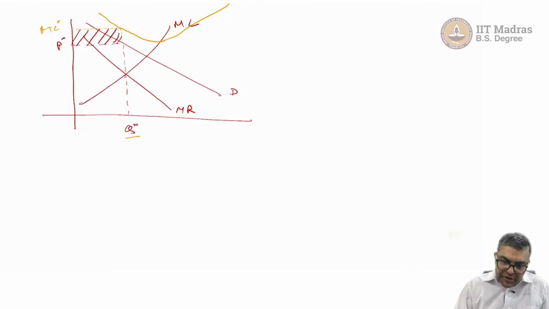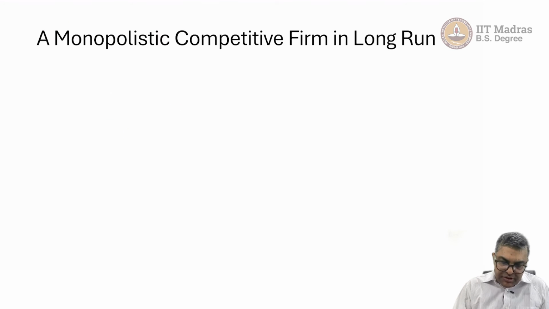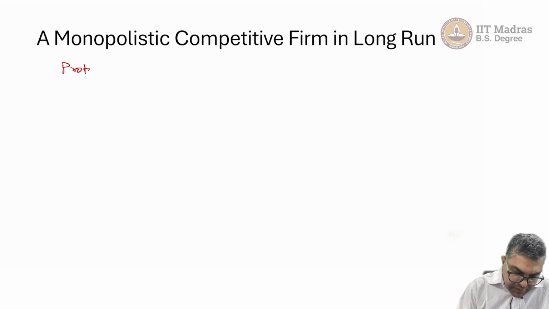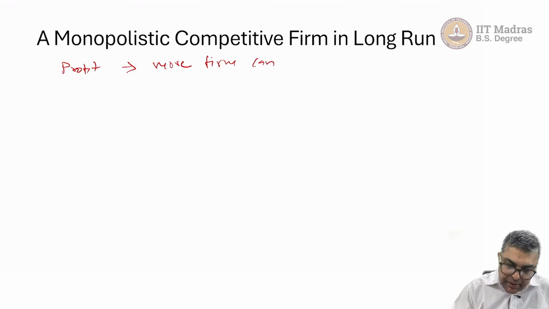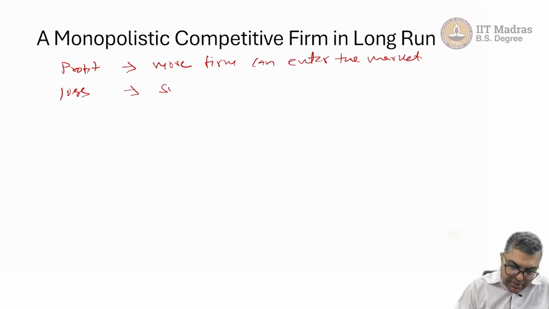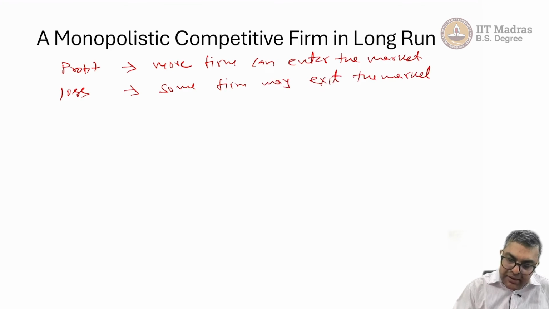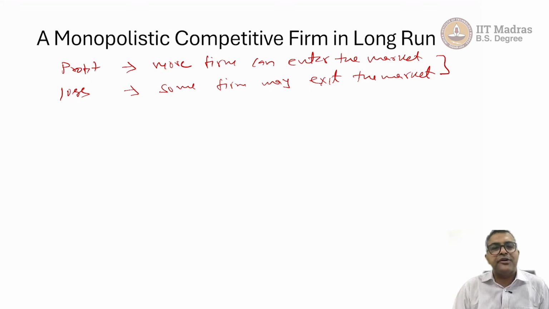Okay. Now, the key thing is that of course, if there is a profit, more firms can join, more firms can enter the market, and if there is a loss, some firms may exit the market, because unlike the monopolist, where there is a barrier to entry or exit, here there is no barrier to entry or exit. Firms can join the market, firms can leave.